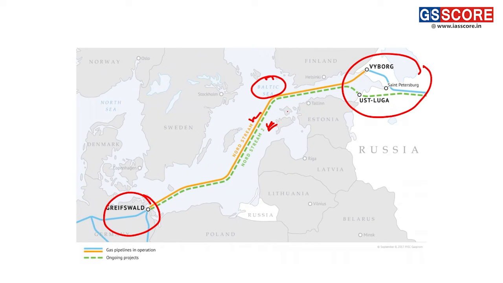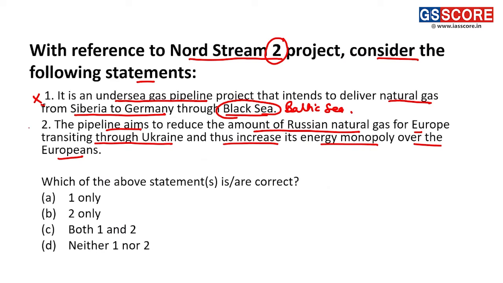Here what is happening is that these pipelines are designed in such a way that the Ukrainian involvement is very less. Thus, it makes it more monopolistic for Russia for this particular pipeline, that is Nord Stream 2, which will have a more monopolistic nature towards the Europeans, thus making statement 2 a correct statement. Thus, the correct answer here is B, 2 only.